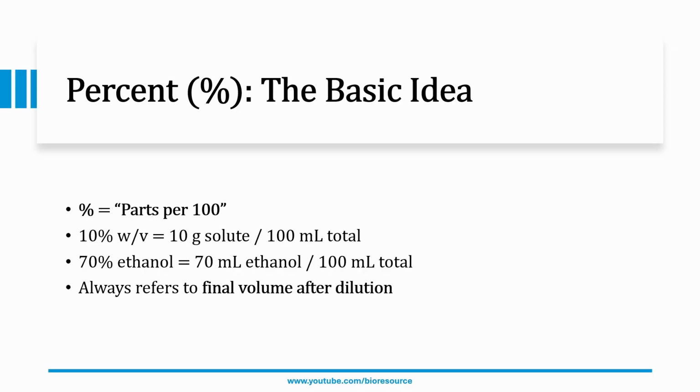biology experiments. When you see something like 70% ethanol or 10% glucose, the percentage always means parts per 100. So 10% means 10 out of every 100. 70% ethanol means 70 ml ethanol in every 100 ml of final solution. 5% NaCl weight per volume means 5 grams of NaCl in every 100 ml of the final solution. This definition is the foundation of everything we do next.